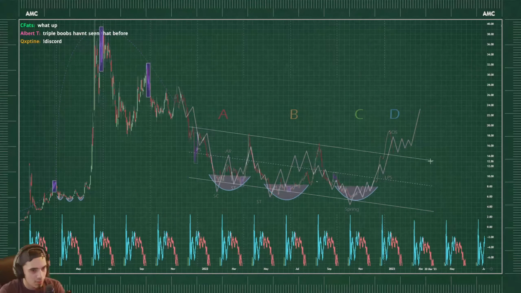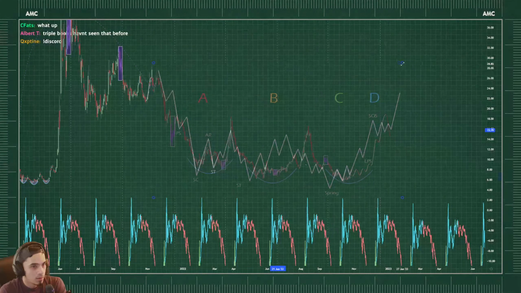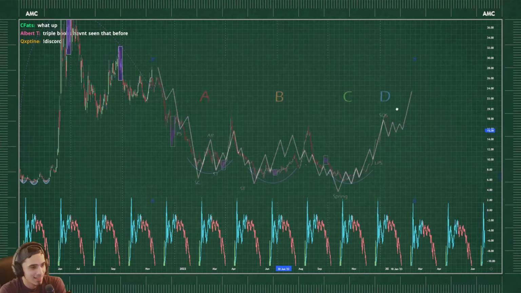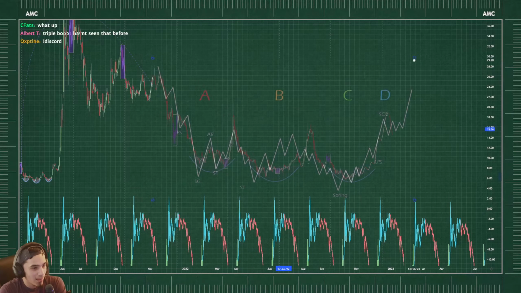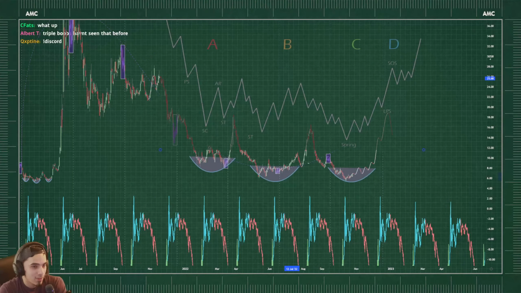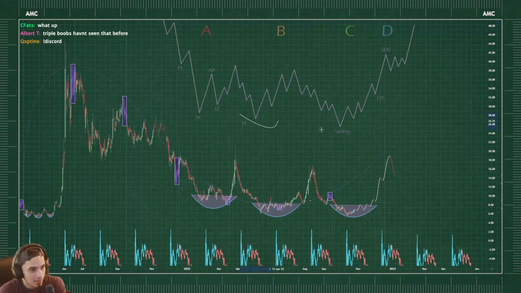Okay, so I'm going to try and make everything look pretty here so you can see. So what is this telling us, guys? This is crazy. Okay, we have a triple bottom setup. Basically, the Wyckoff schematic is a triple bottom setup. Watch. 1, 2, 3. You got the spring, LPS, SOS, boom, right?